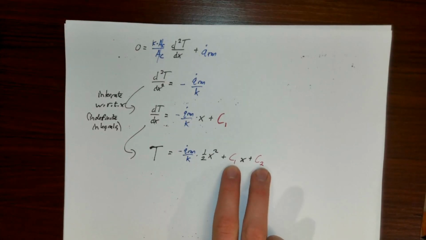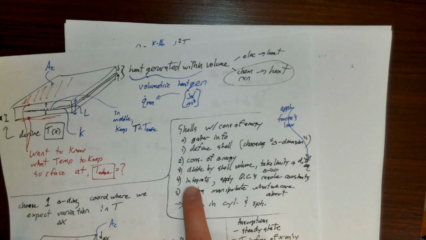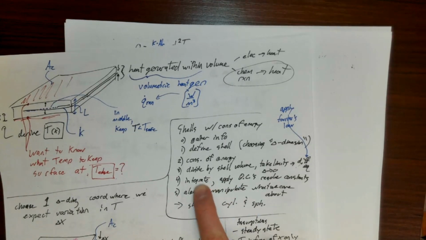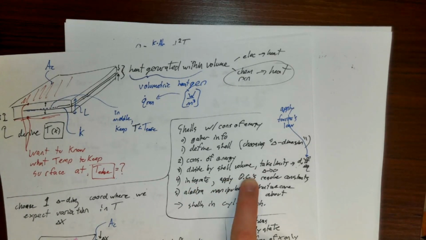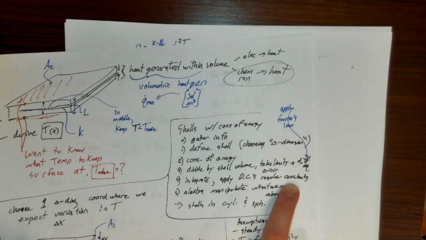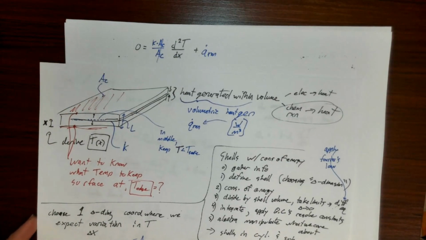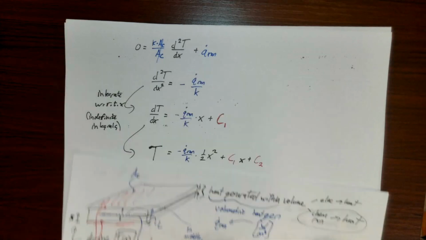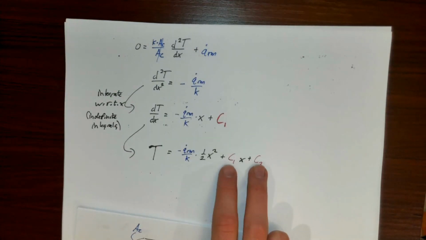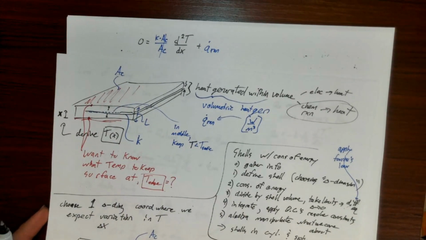So how do we resolve the C1 and C2? To resolve the C1 and C2 that we get from integration, we need to apply boundary conditions to resolve our unknown constants. So what boundary conditions do we have? Well, we have two unknown constants, so we're going to need two boundary conditions that relate to this system.